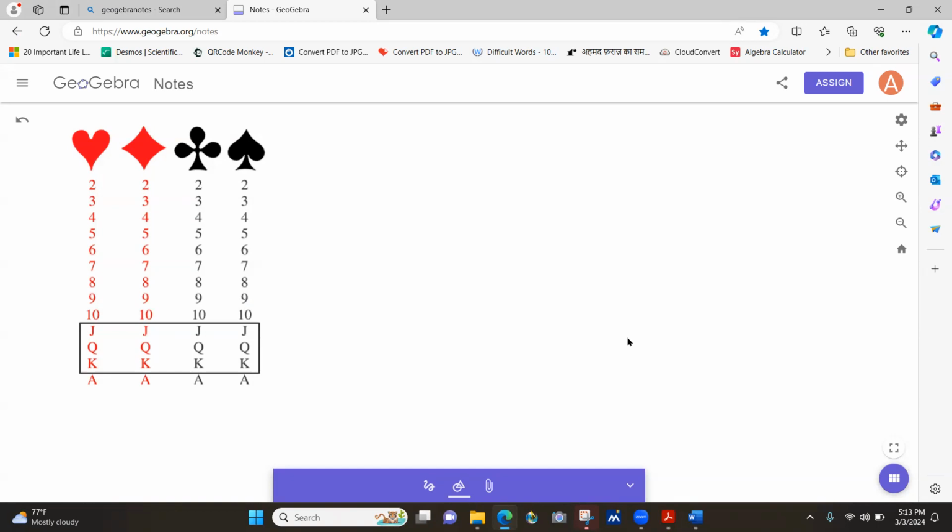Each suit has 13 cards. If you count, 1, 2, 3, 4, 5, 6, 7, 8, 9, 10, 11, 12, 13. And there are four suits, and 4 times 13 is 52. The deck has 52 cards. Each suit has 13 cards. The red suits are hearts and diamonds. The black suits are clubs and spades. Not too bad.